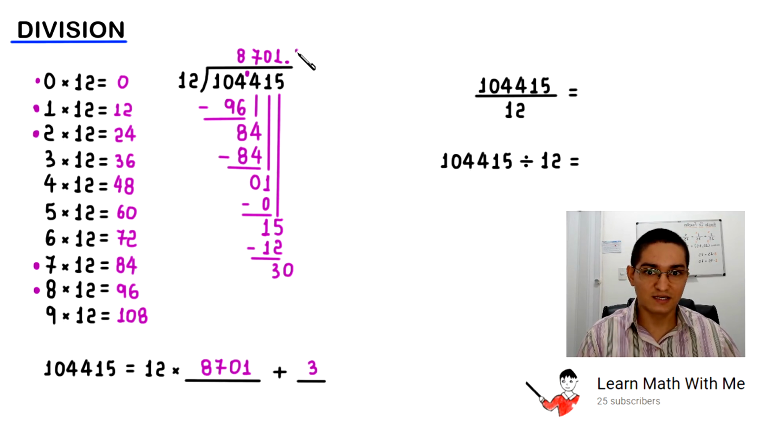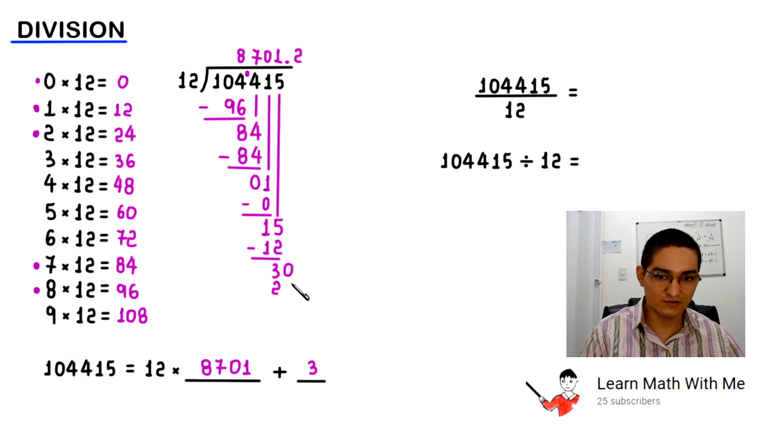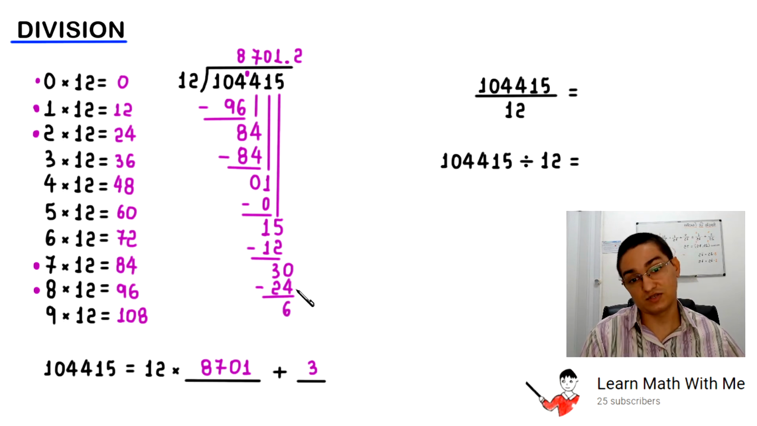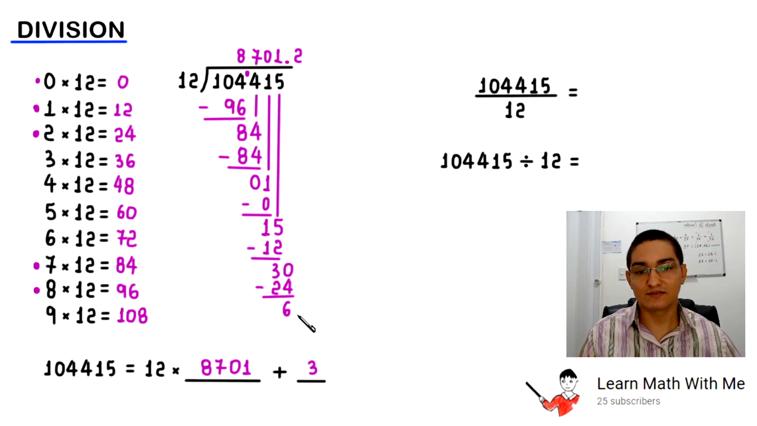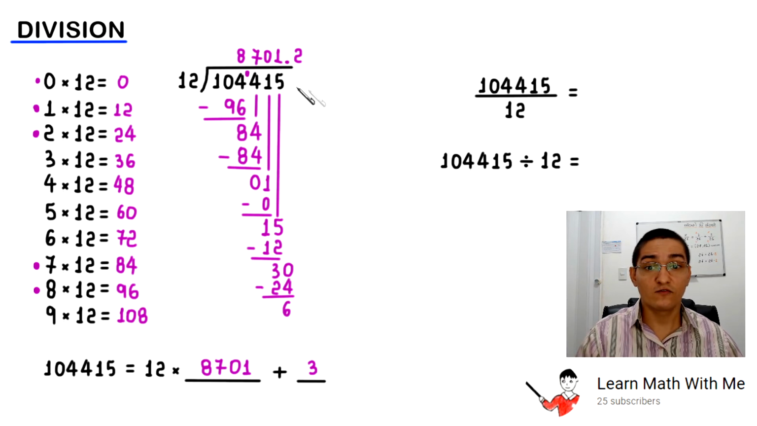That is what I write here. Since 2 times 12 equals 24, that is what I write here. And we subtract as usual, okay? And 30 minus 24 equals 6, because 24 plus 6 equals 30. After a subtraction, we bring down the next digit. Since there are no visible digits to bring down, we bring down 0. Now we have here 60.